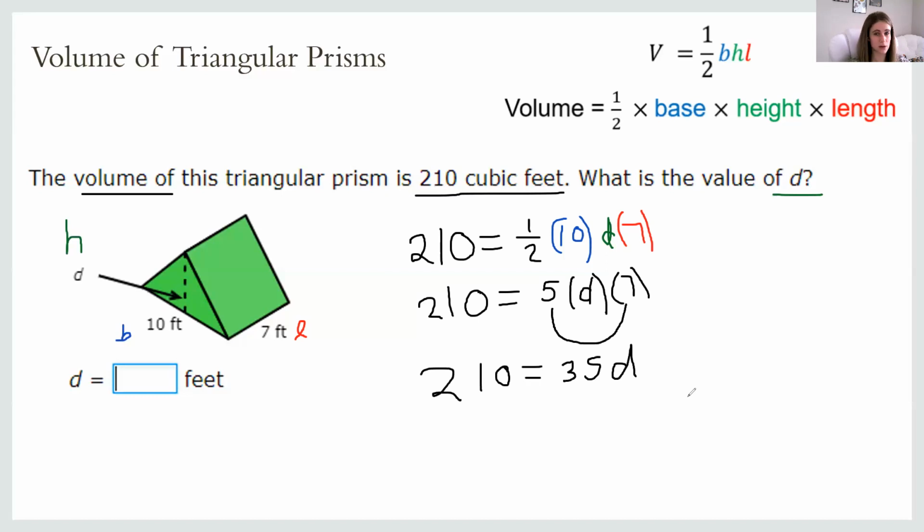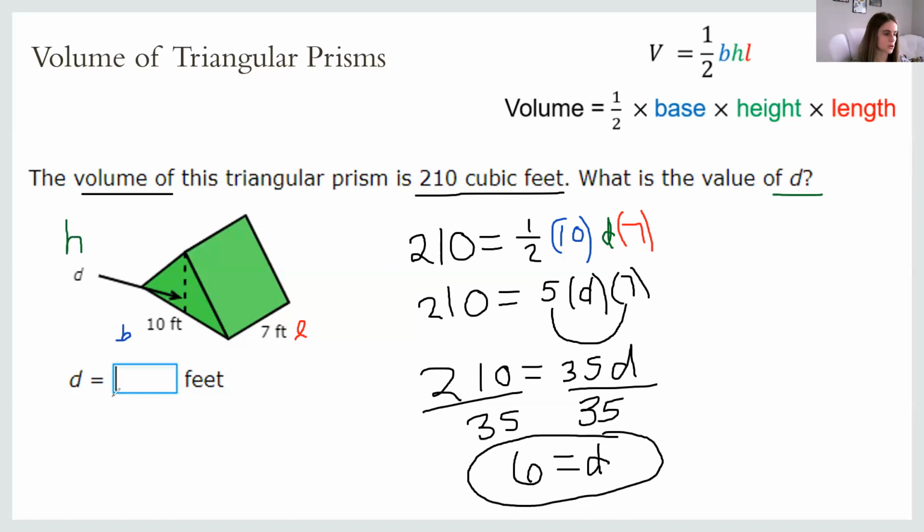How do we get D by itself? Work on the inverse. We have 35 times D. The inverse of that is division. We're going to divide both sides. So 210 divided by 35 is 6. So the height of this triangular prism is 6 feet.